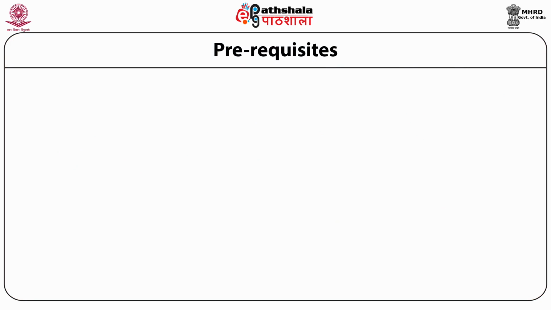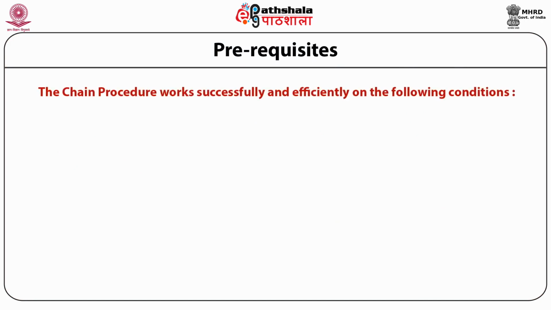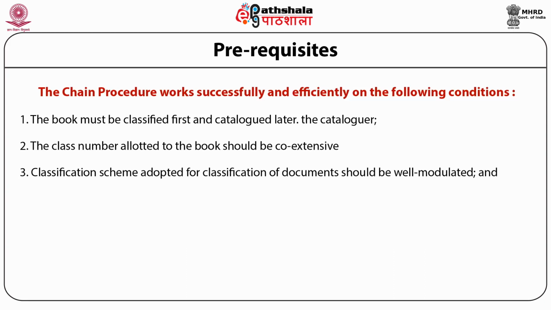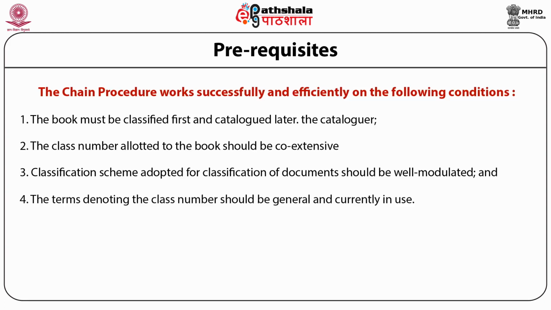Prerequisites of chain procedure. The chain procedure works successfully and efficiently on the following conditions. First, the book must be classified first and cataloged later. Second, the class number allotted to the book should be coextensive. Third, classification scheme adopted for classification of documents should be well modulated. And fourth, the terms denoting the class number should be general and currently in use.